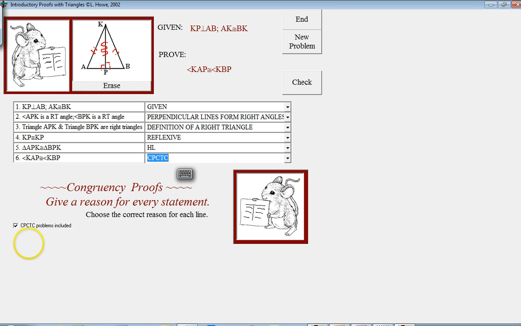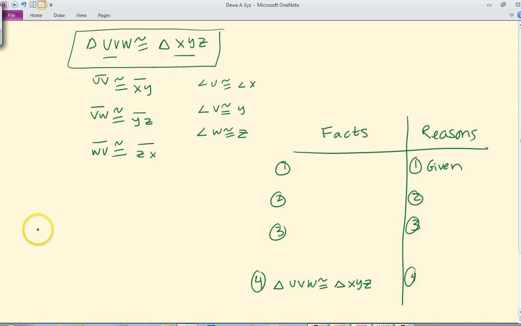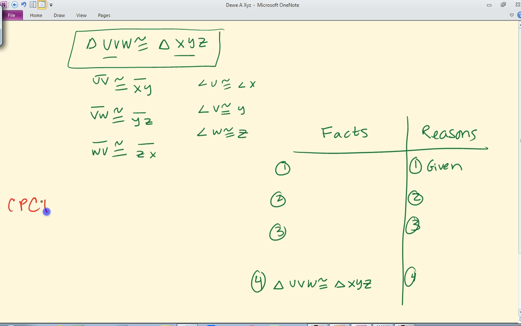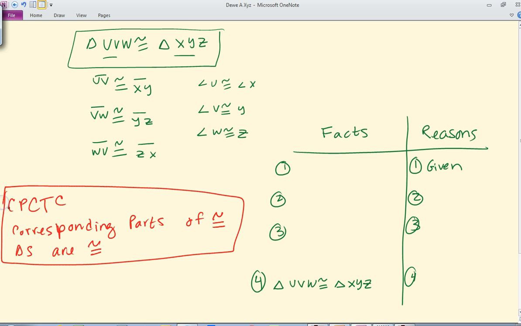Now when you use that reason, you'll need to use all of the words, and I'm unable to write on this page, so I'm going to flip over here and I'm going to change color. This is an important abbreviation and it stands for the theorem corresponding parts of congruent triangles are congruent. Make yourself a note of that and learn that theorem.